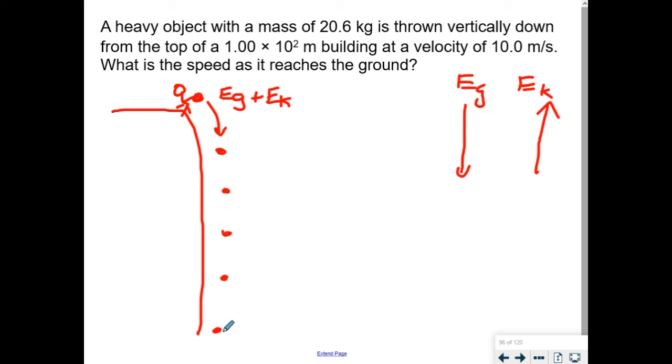The instant before this object hits the ground, all that will be left will be kinetic energy, because the gravitational energy bar will be down to nothing and the kinetic energy bar will be up to full. So that gets our scenario started.